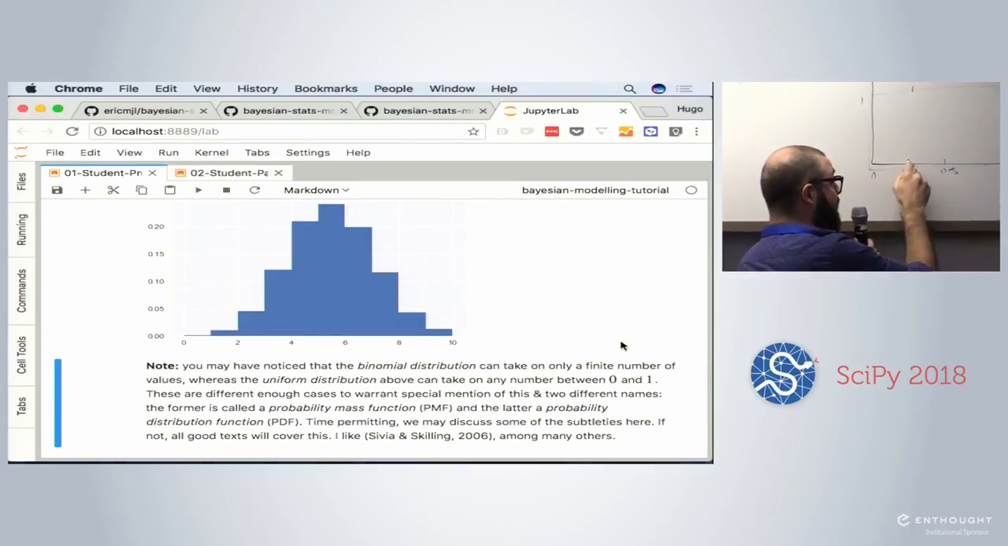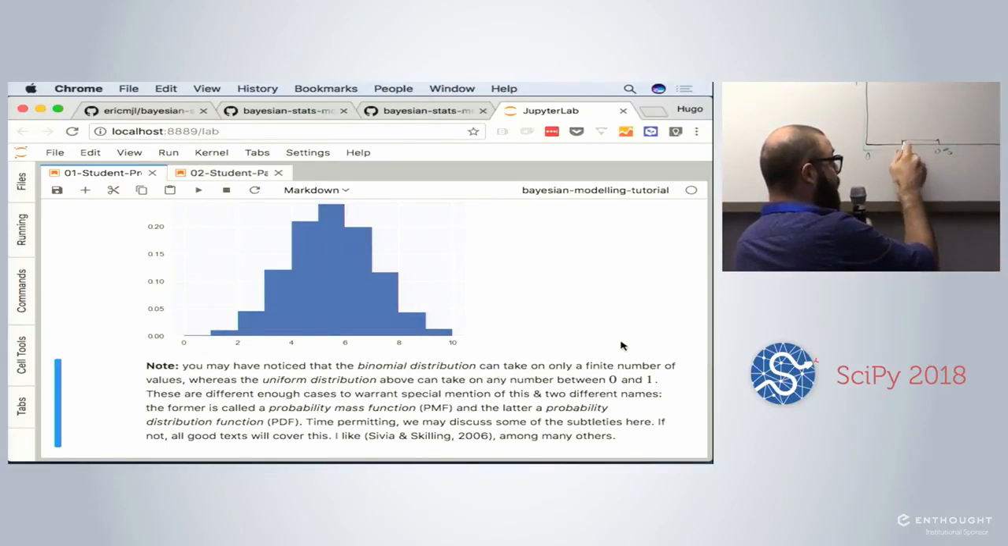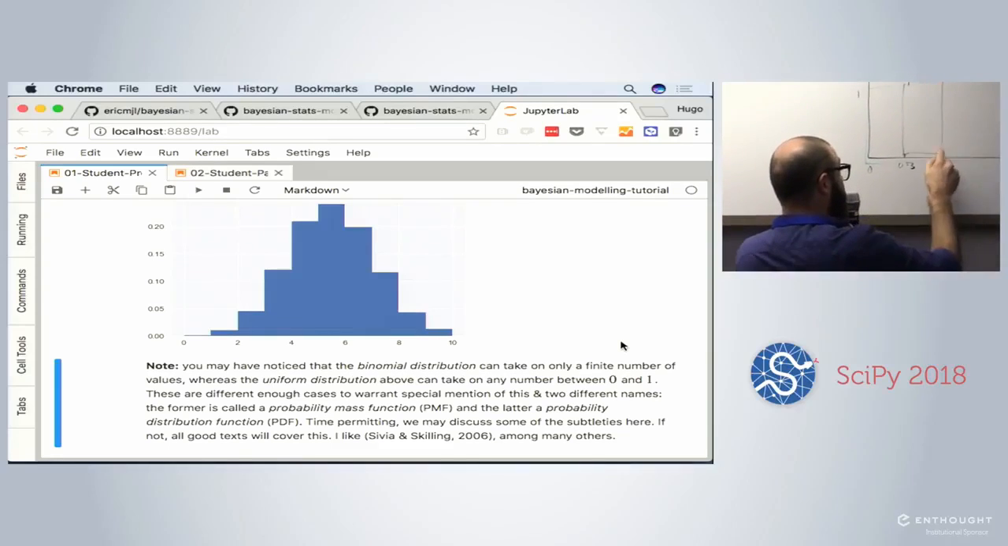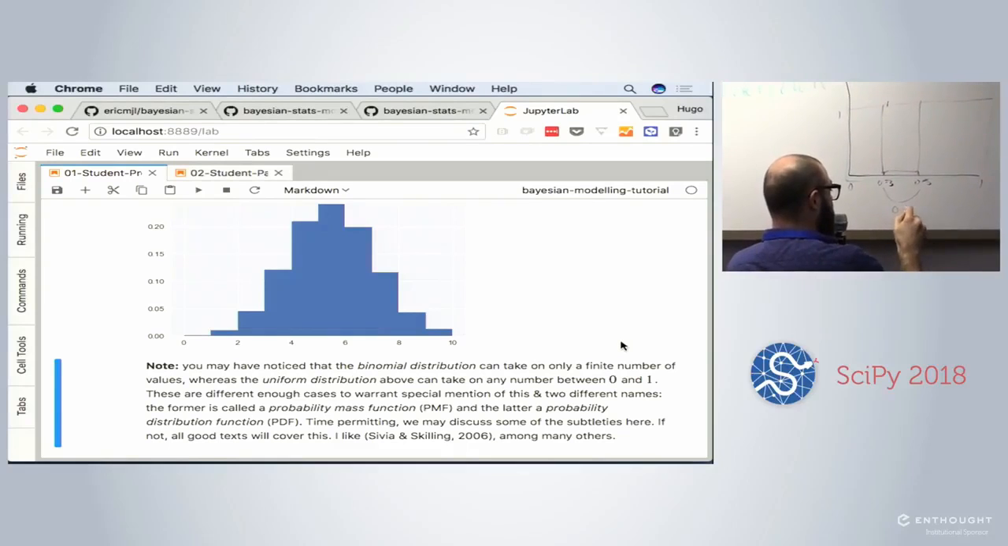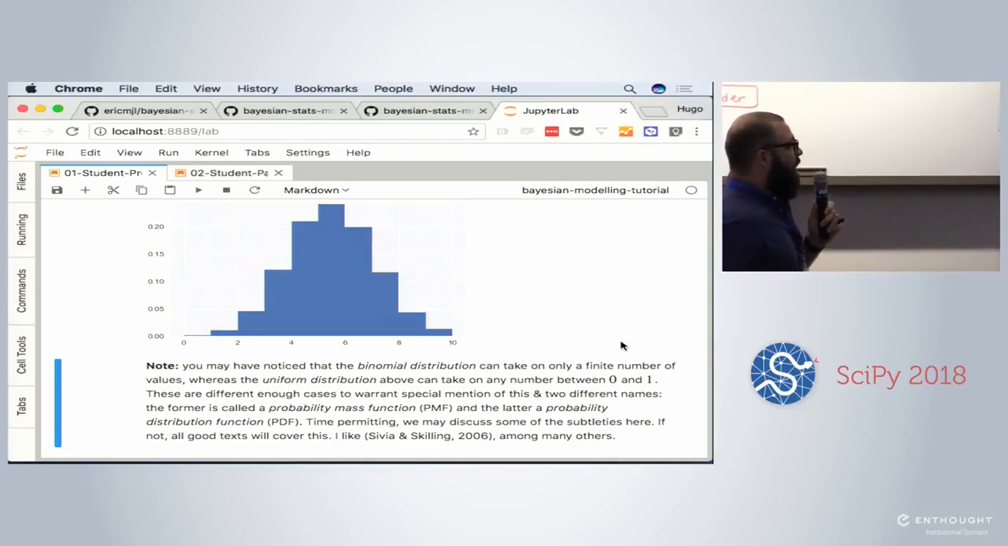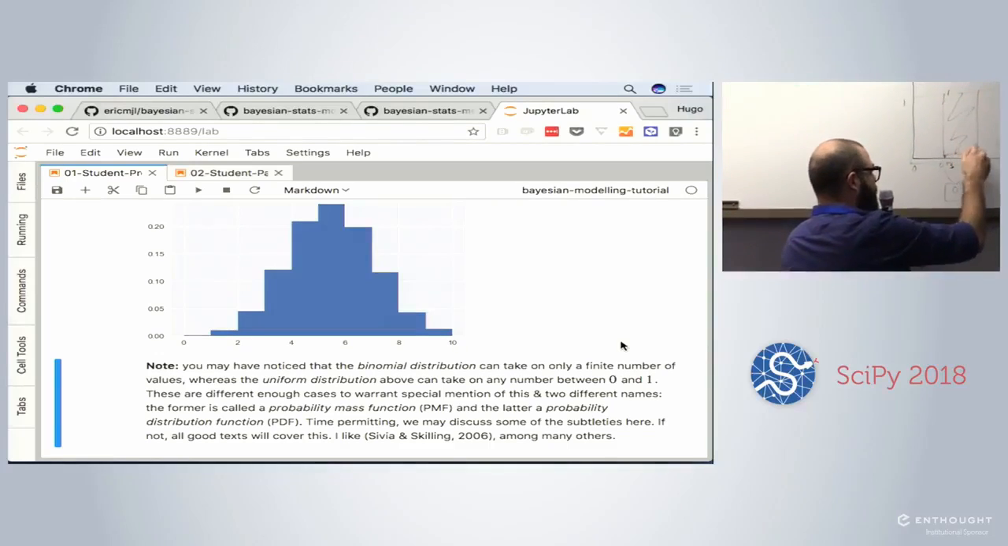So the probability of getting between 0.3 and 0.5 is the area of this rectangle. So the probability of getting this is going to be 0.2. Anybody who saw this without these words would be absolutely mystified by what that means. But it's the area here, okay?